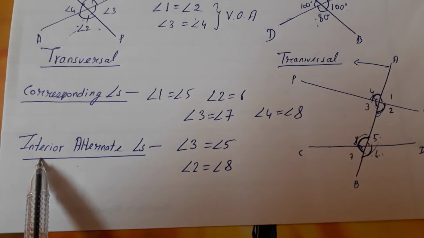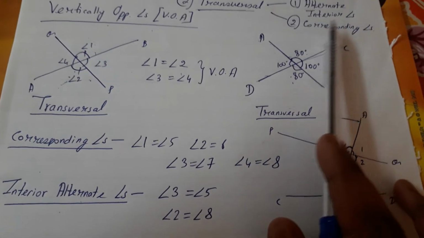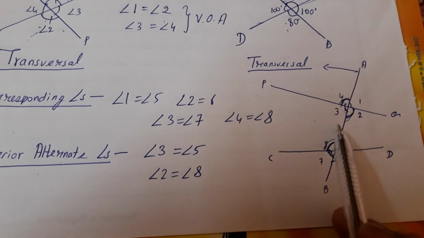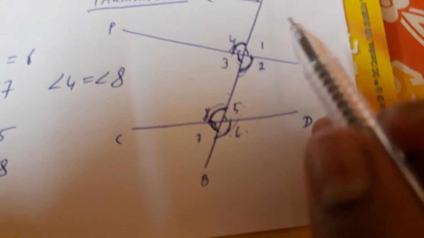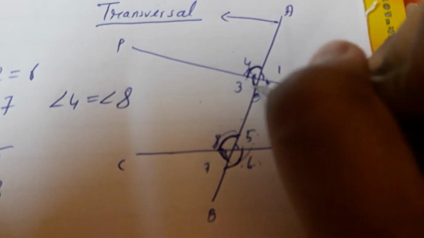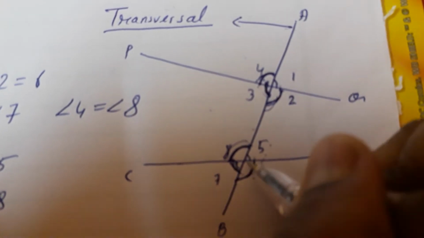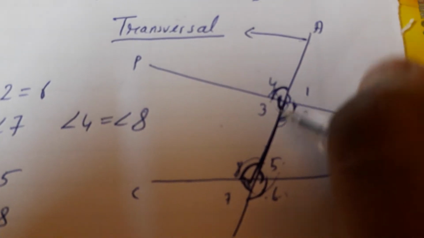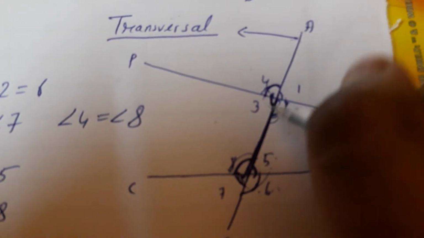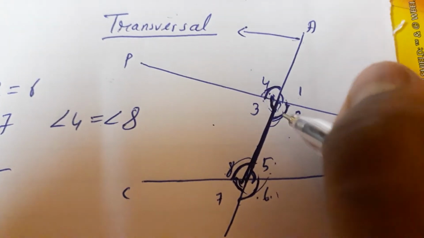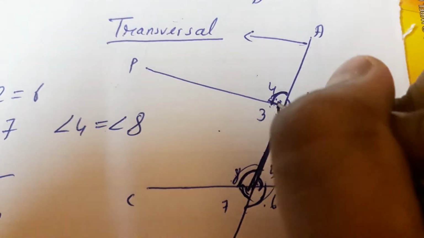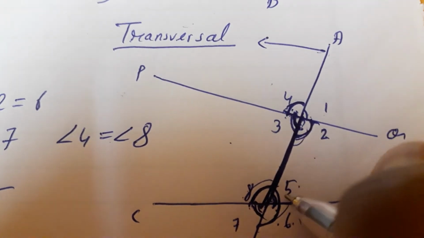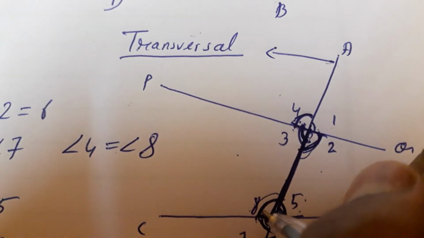Okay, then now see the interior alternate angles, or it may be alternate interior angles. Here, angle 3 equals angle 5 and angle 2 equals angle 8. See, this is a transversal line that intersects both the points. So here you see these two points, and the line is crossing here. So here angle 3 will be equal to angle 5, and angle 2 equals angle 8.